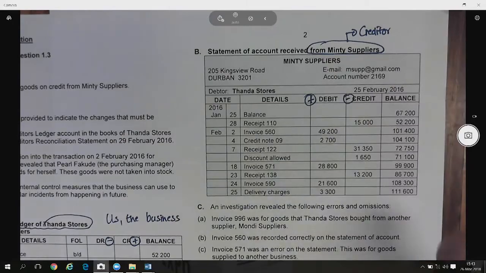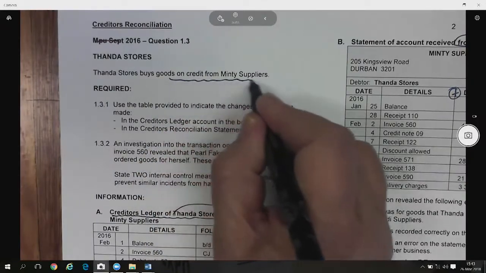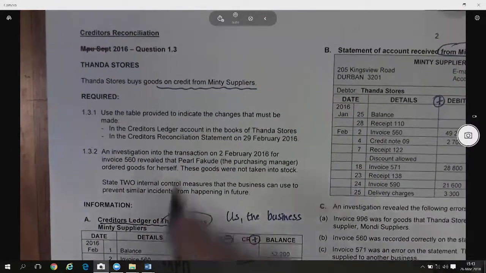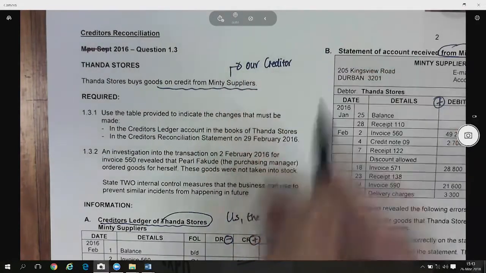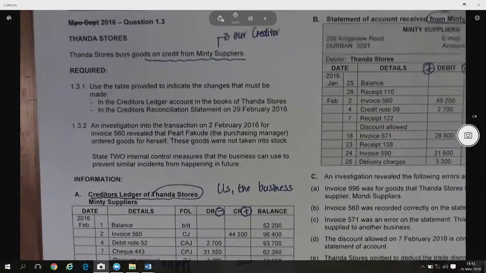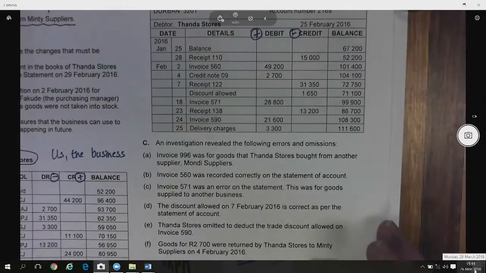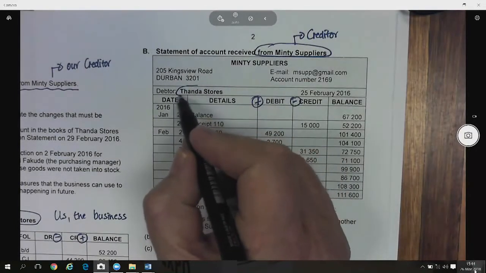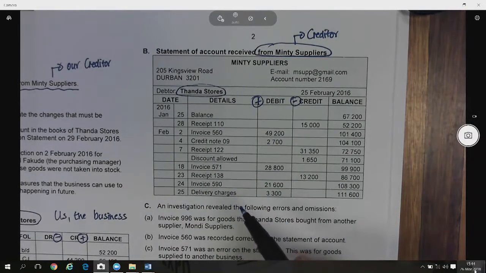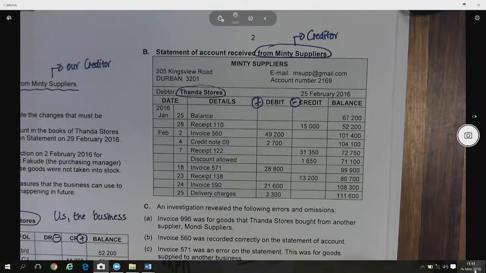I'm going to explain it again. We buy from Minty Suppliers. We buy on credit from Minty Suppliers. So Minty Suppliers is our creditor. We owe Minty Suppliers money. That is in our books, from our point of view. From Minty Suppliers' point of view, they say that Tanda Stores owes us money. So in their books, we are a debtor, and that's why the debit is a plus and the credit is a minus. Okay, let's go there.